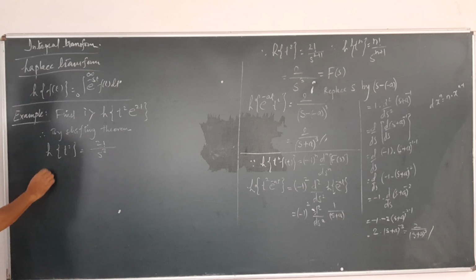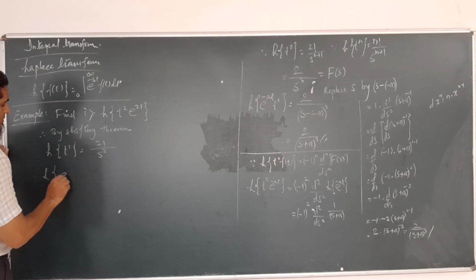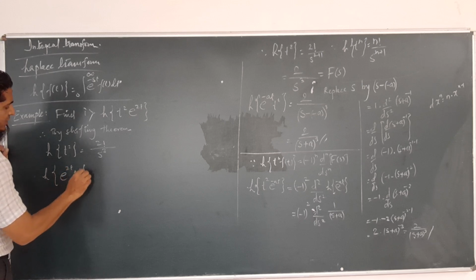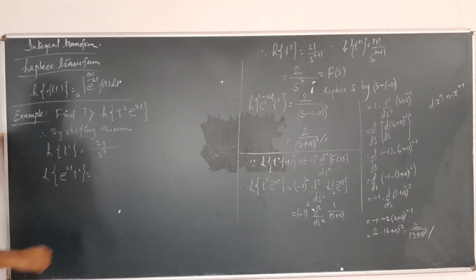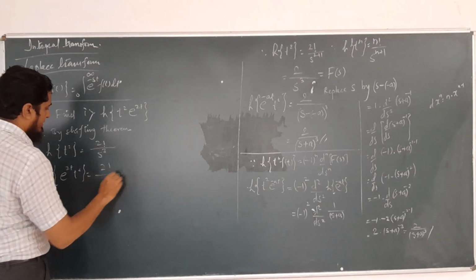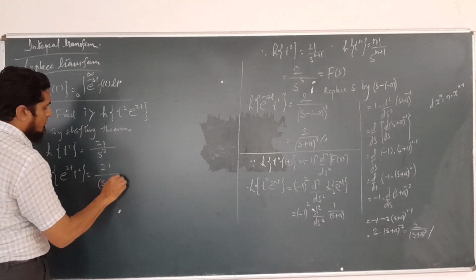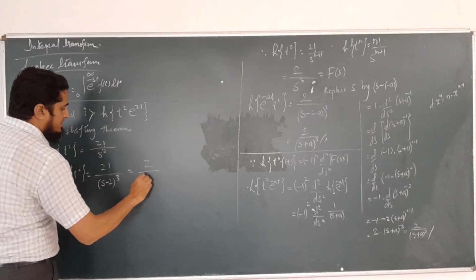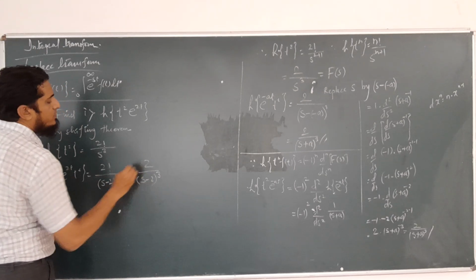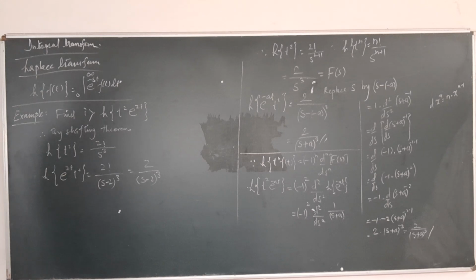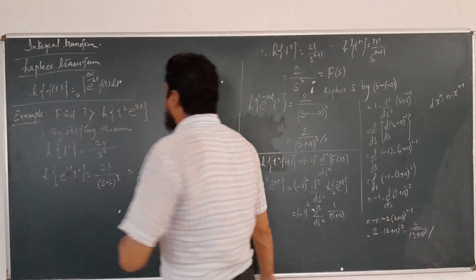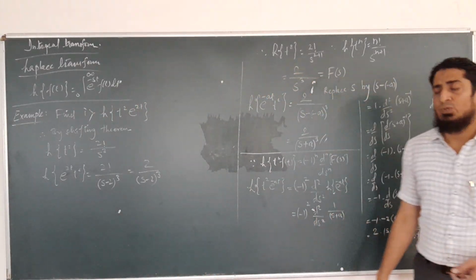Correct? And if we use the Laplace transform of e raised to 2t into t square, we know that we will get 2 factorial upon (s minus 2) cubed. Correct? It is the final result for t square e raised to 2t.